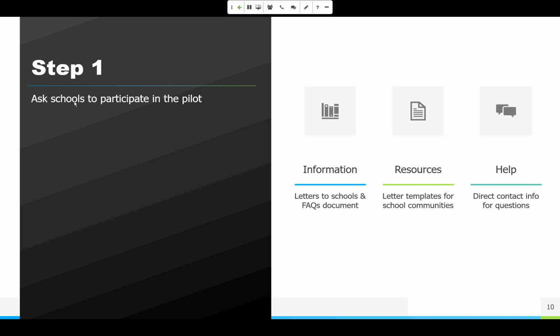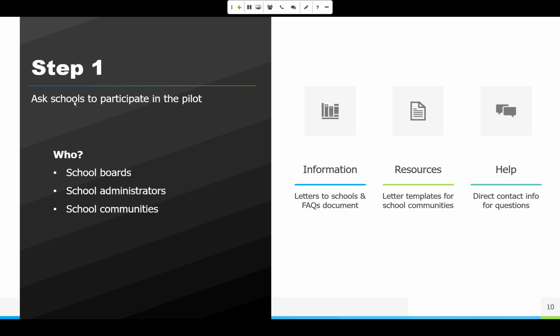So the first step during this phase, when we were asking the schools to participate in the pilot, our primary audiences were the school boards, school administrators, and school communities, meaning the faculty and parents of the schools in the pilot. So we asked the schools to participate, and we sent them a letter, and the letter came from the leadership of the three agencies, the Department of Health, Agency of Education, and the Agency of Natural Resources.